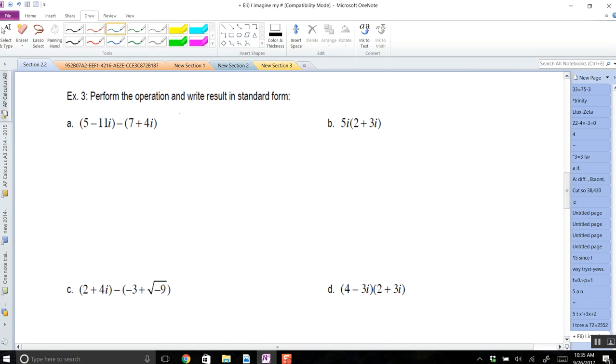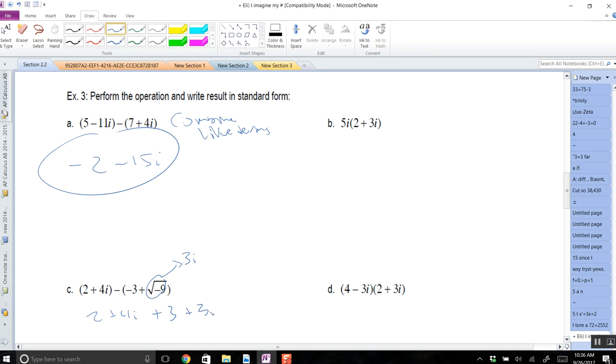Again, combine like terms. So you get negative 2 minus 15i. Pretty easy. Just subtract the 5 and 7 to get negative 11i, 4i. Or down here, it's 2 plus 4i, and by the minus, this can be a plus 3, and that we should know is 3i, by the way, because it's root negative 9. So 3i squared, we square the 3 and the i squared becomes negative 9. So that's going to be a plus 3i. So that's 5 plus 7i. Oh, oops. Forgot to deal with the minus there. My apologies. There should be a minus for that.